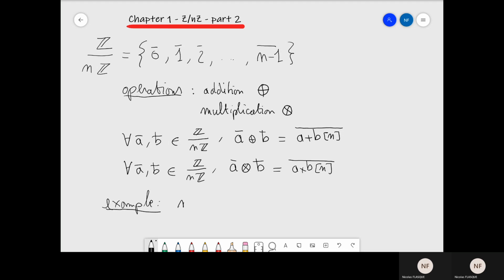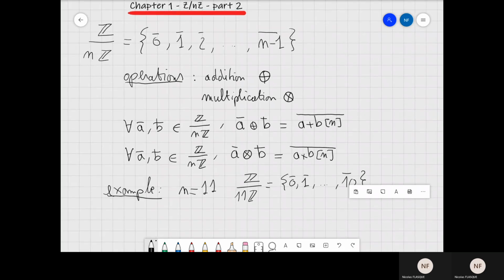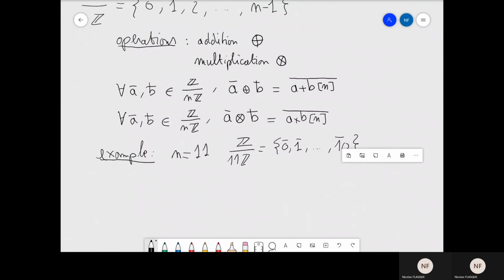Example, for n equal to 11, Z over 11Z is a set of all elements from 0 bar to 10 bar. And for example, if you want to make an addition of two elements, always be sure that you know the value of n when you do the calculations. Depending on the value of n, a calculation won't give the same result if you take any two elements.